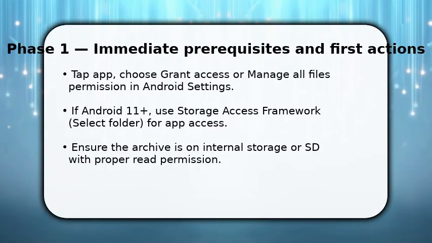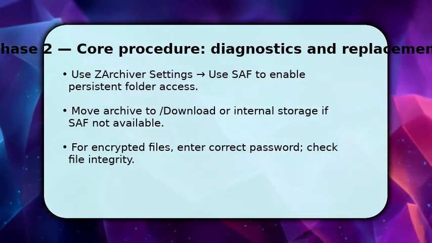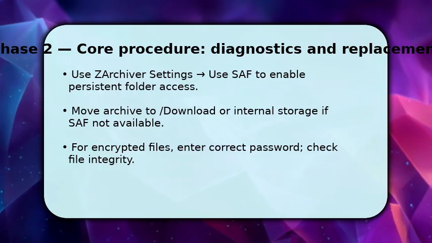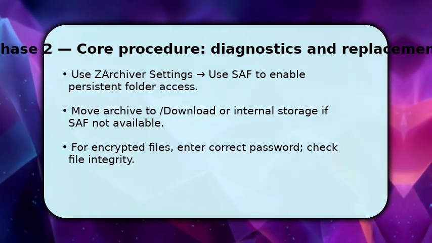Next, configure how ZArchiver accesses files so you can actually extract. In Settings, enable Use SAF and then grant persistent access to the folder you chose. That prevents repeated permission prompts.